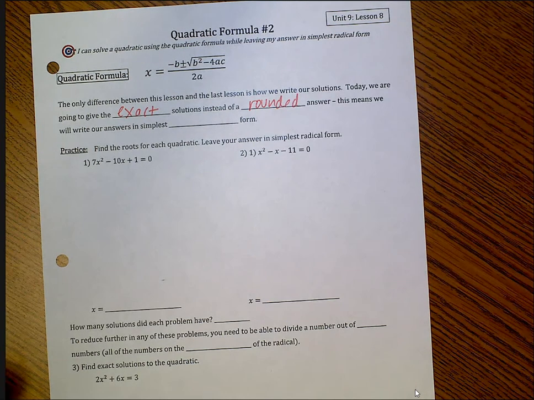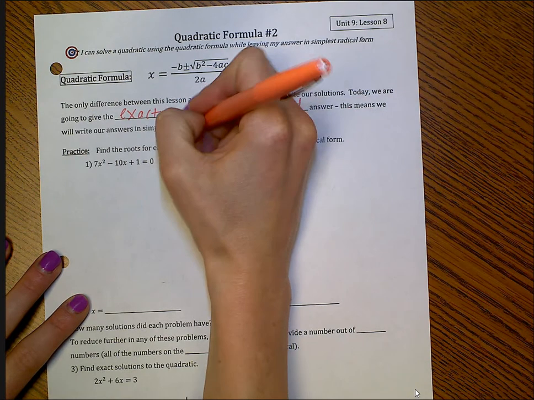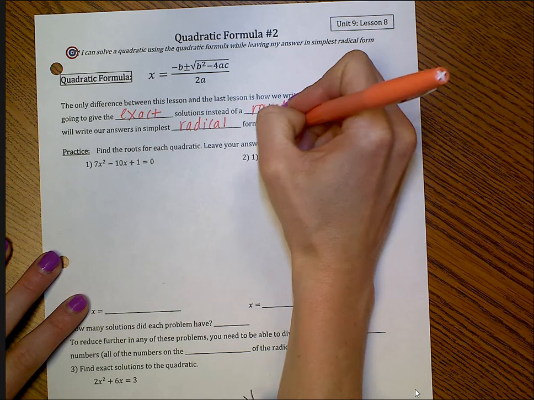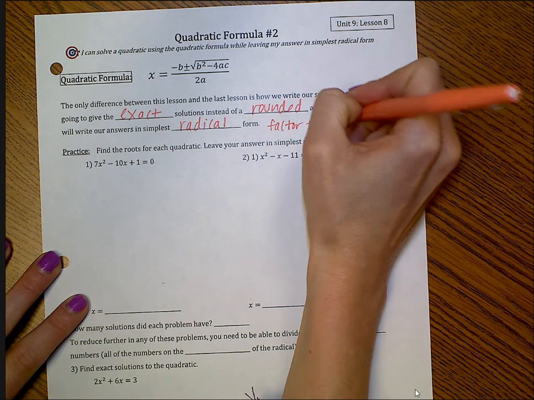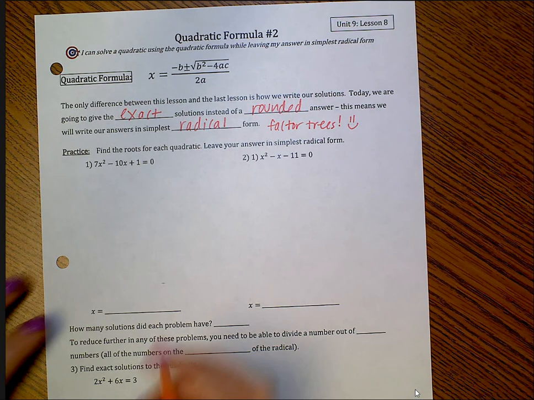What this means is that we're going to write our answers in simplest radical form. Yay, factor trees. Okay, so instead of putting the square root of 62 in our calculator, I'm going to do a factor tree on that and replace that simplified answer instead of a decimal answer. Okay, so let's kind of show you what that's going to look like.